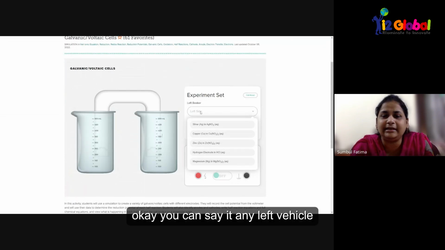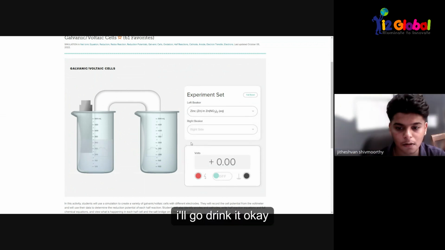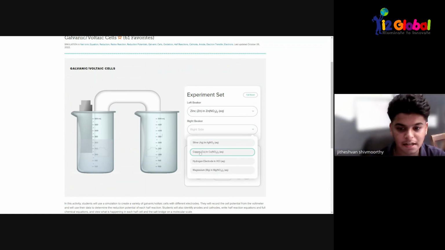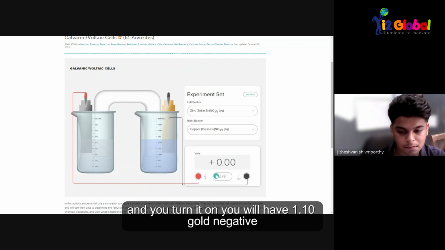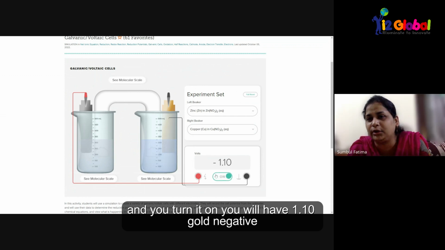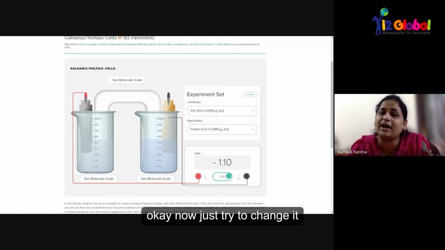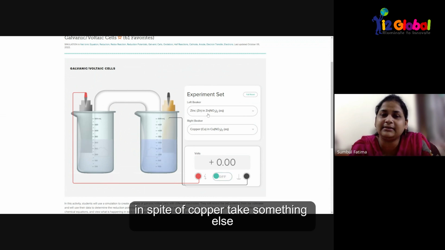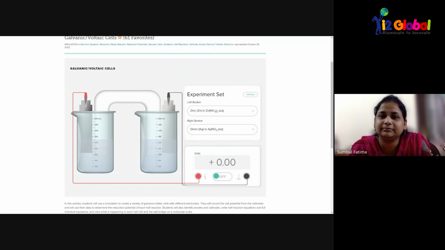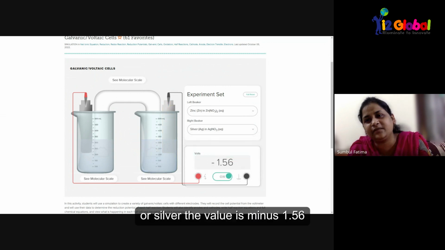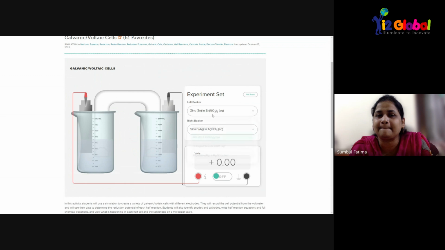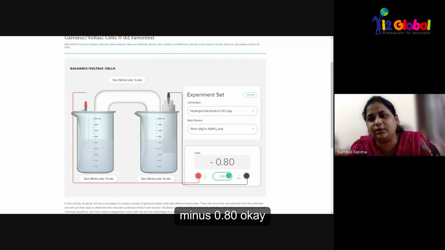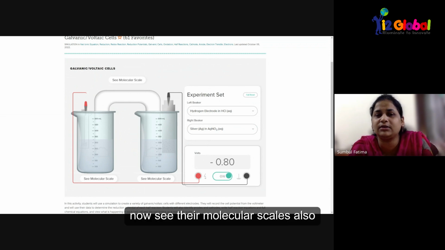Okay, you can set any left beaker. I'll go with zinc itself, ma'am. Zinc and copper. Anything you can take. Okay, and when you turn it on, you will have 1.10 volt negative. Now just try to change it. In place of copper, take something else. For silver, the value is minus 1.56. If you change zinc, just change zinc. Minus 0.80.